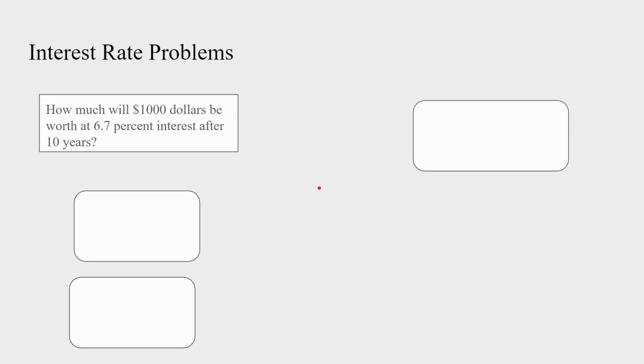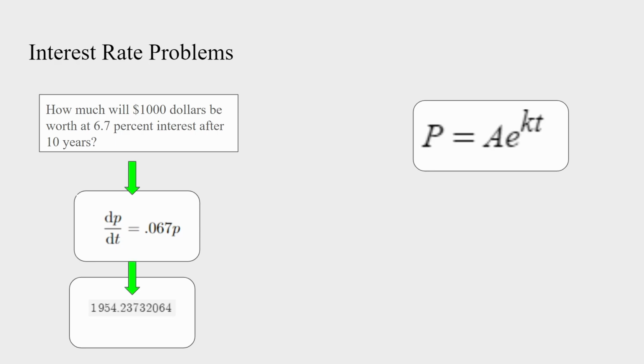How much will $1,000 be worth at 6.7% interest after 10 years? Well, we have to use our analysis and observation skills. Okay, 6.7% interest, so it's going to be multiplied by the total, which we'll just say P, after 10 years. You just solve for P. P is equal to e to the 0.067t times C, $1,000 times that.